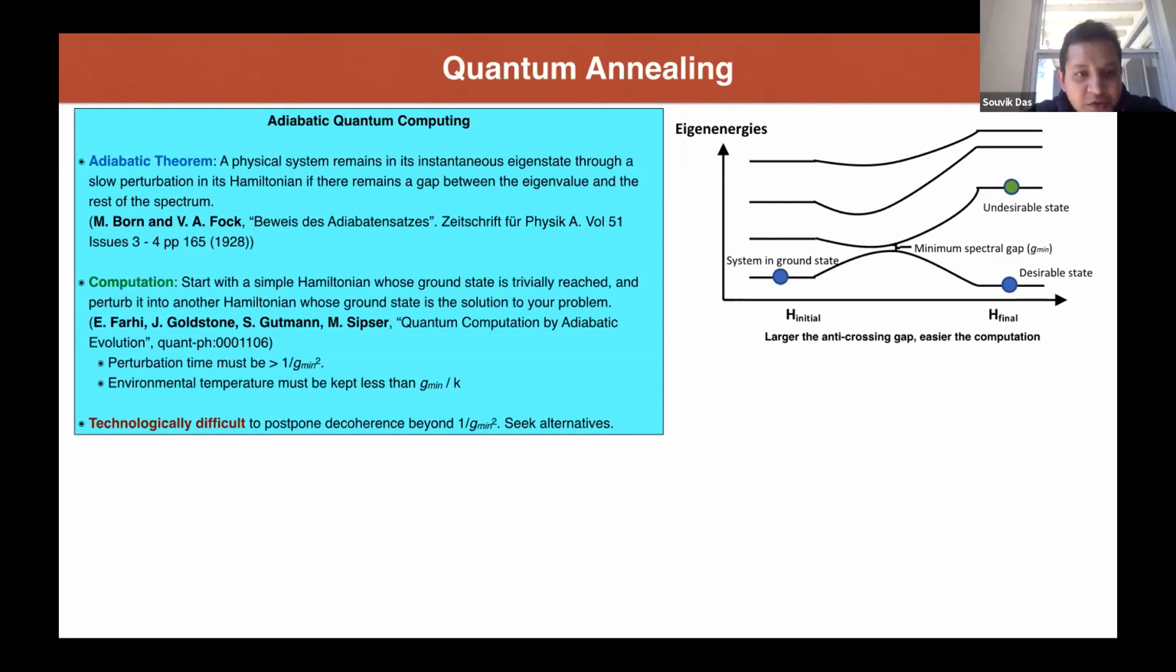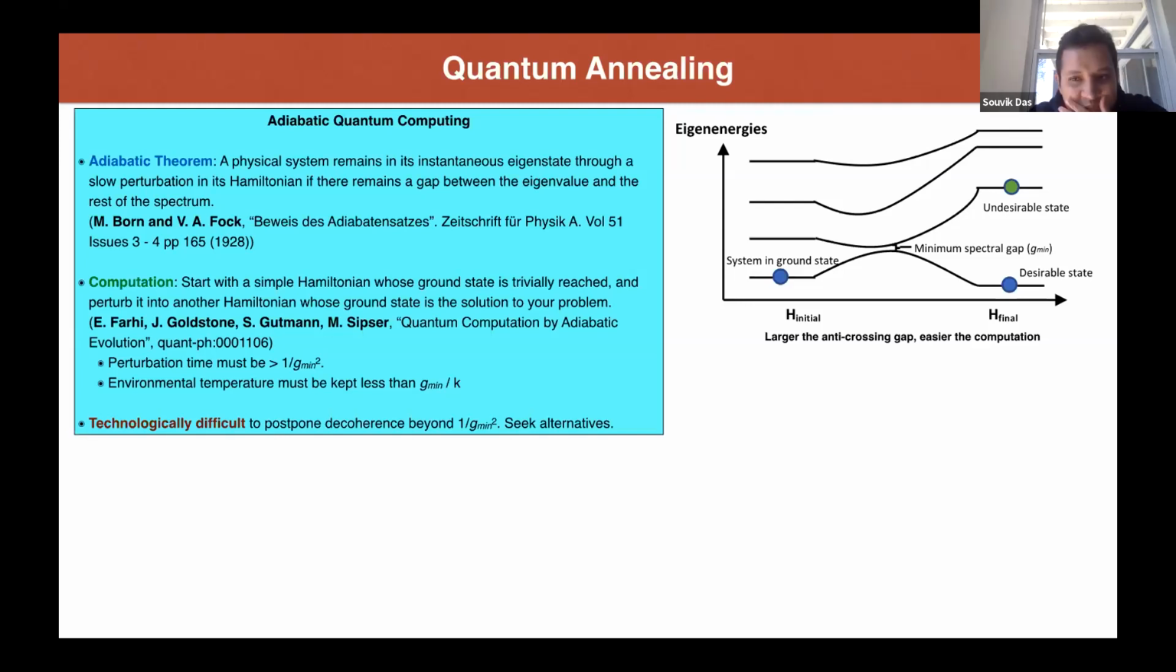So how do you do computation with it? Well, you start with a simple Hamiltonian whose ground state is trivially reached, and then you perturb it into another Hamiltonian whose ground state is the solution to your problem. People figured this out back in the 90s, I think.